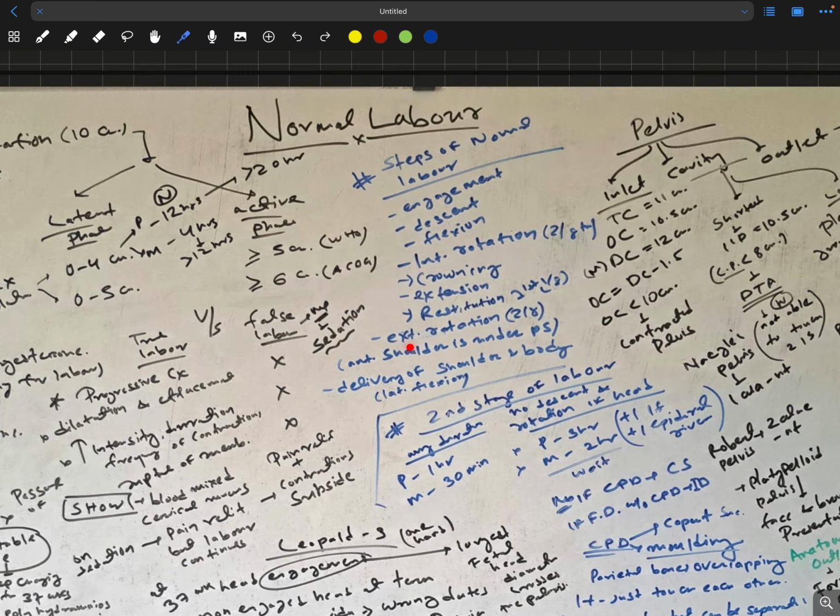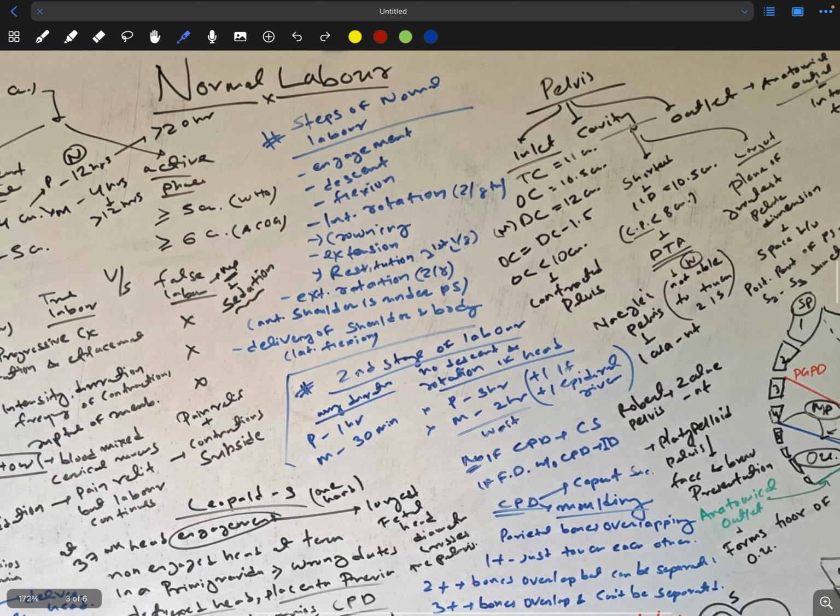Restitution means the shoulder remains in that position, but the head rotates 1/8. After that we see external rotation. Here both the head and shoulder rotate by 1/8, so we can say external rotation total is 2/8. Internal rotation is also 2/8. The anterior shoulder is now under the pelvic symphysis. After the external rotation, the shoulder of the baby is delivered by lateral flexion. So, second stage of labor.